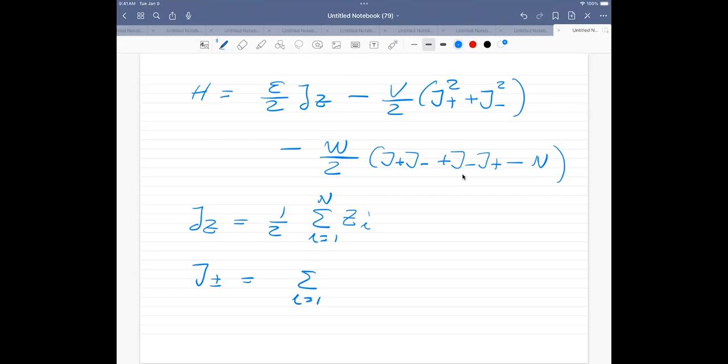This J plus, and we have specific commutation rules for them as well. This is i equal 1 up to n, and this is given by an X of i, Pauli X matrix acting on qubit i, or particle i if you want to. And this is i times Y of i, divided by square root of 2.